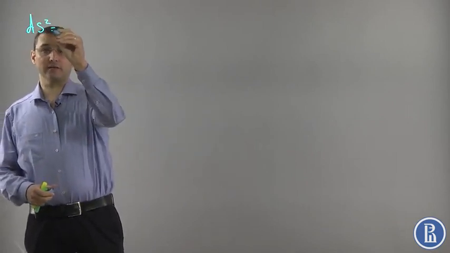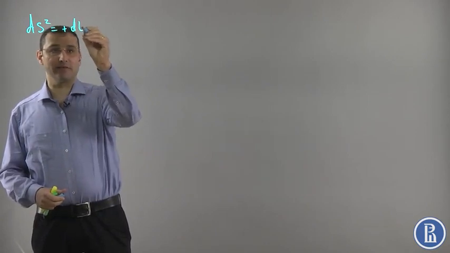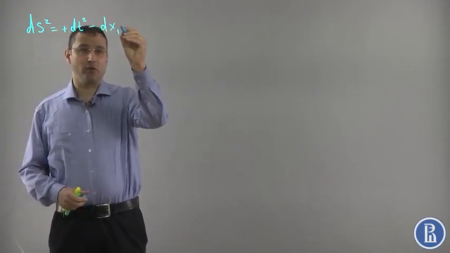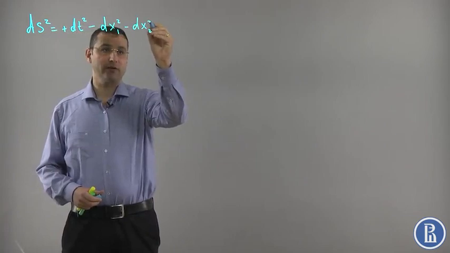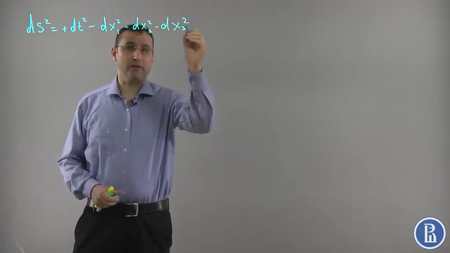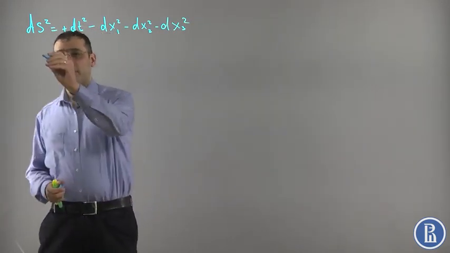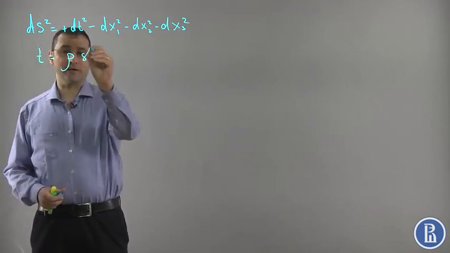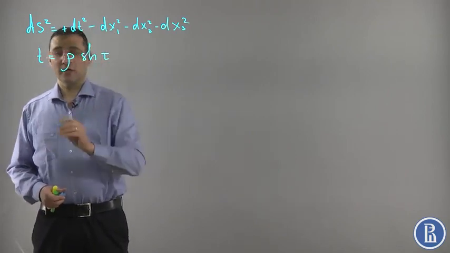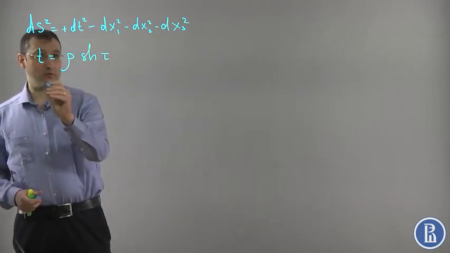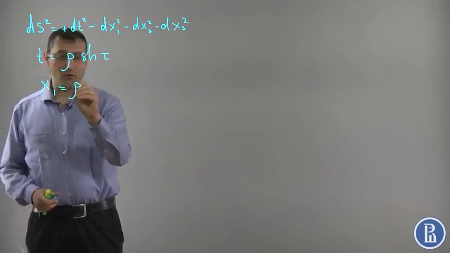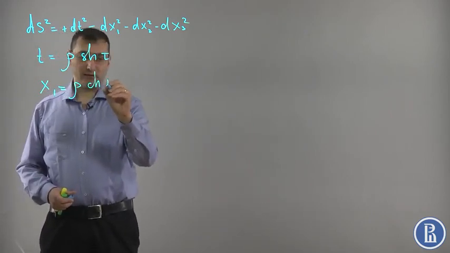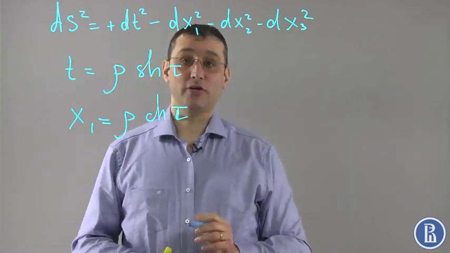So we have made the following transformation. Originally we had the following metric, which is plus dt squared minus dx1 squared minus dx2 squared minus dx3 squared. And then we have made the transformation that t is rho hyperbolic sine of tau, and x1 is rho hyperbolic cosine of tau. Rho and tau are our new coordinates.